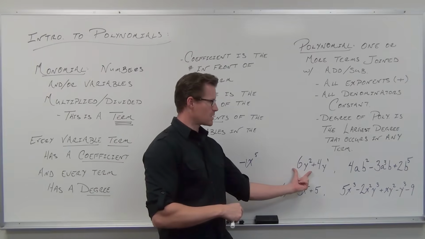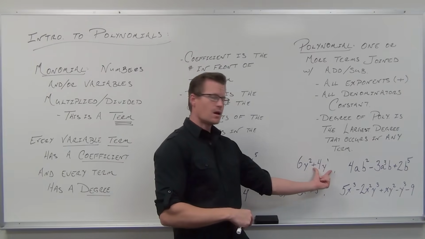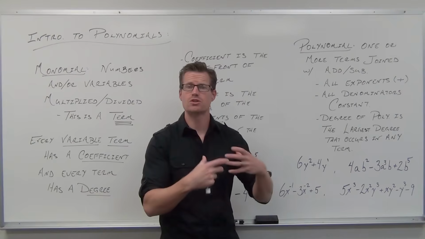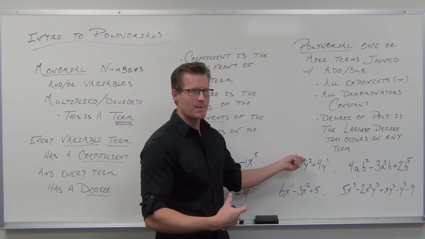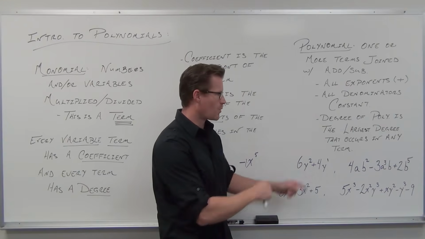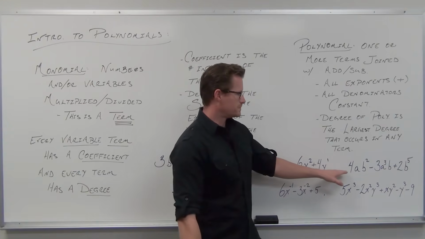So we look at this. The degree is 2. The degree here is 1. The degree of the polynomial is the largest degree that you see out of your terms. The largest degree here is 2. I hope that makes sense. I hope that you're getting that. We're going to try a couple more here. Let's do the next one.